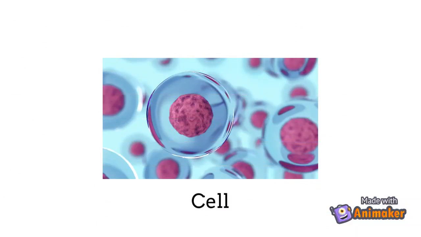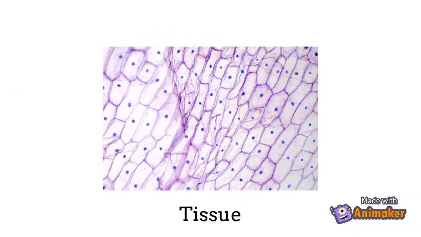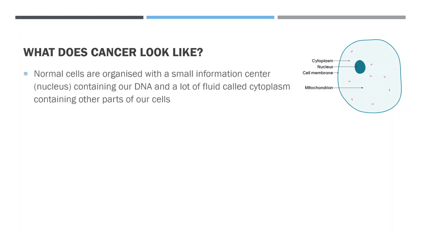Cells are the units of all living organisms that keep us alive. Groups of cells in our body are called tissues. Normal cells consist of a small information center called the nucleus, which contains our information strings called DNA. There is also a lot of fluid in the cell called the cytoplasm. The nucleus and other parts in the cell float around in the cytoplasm.